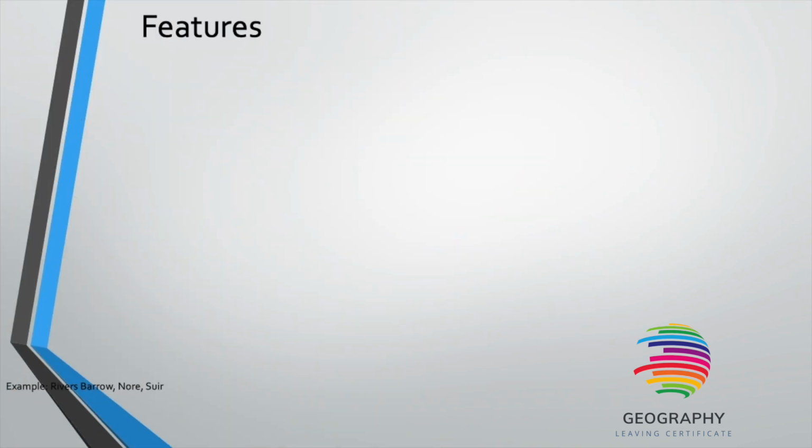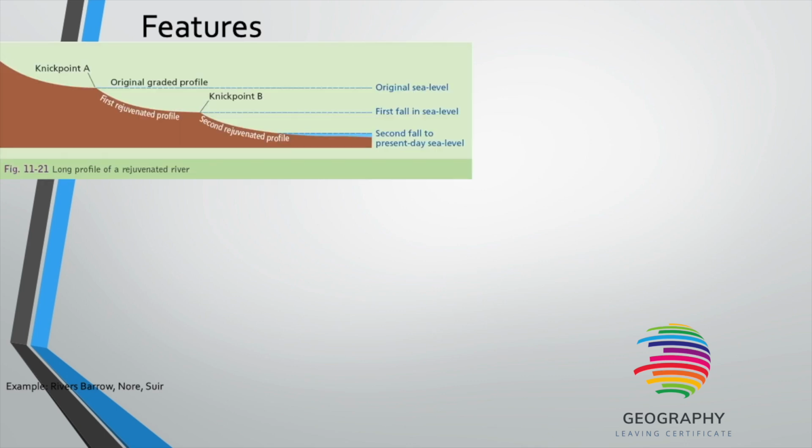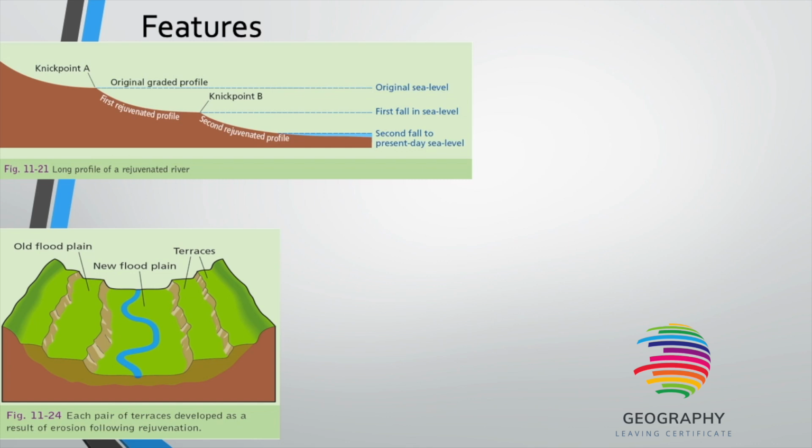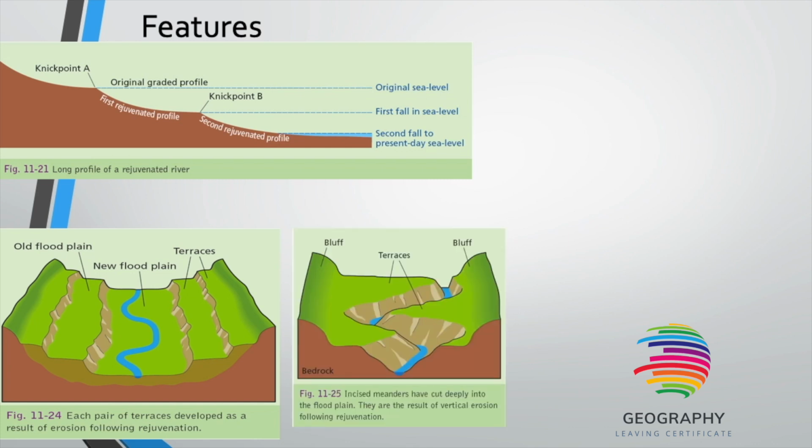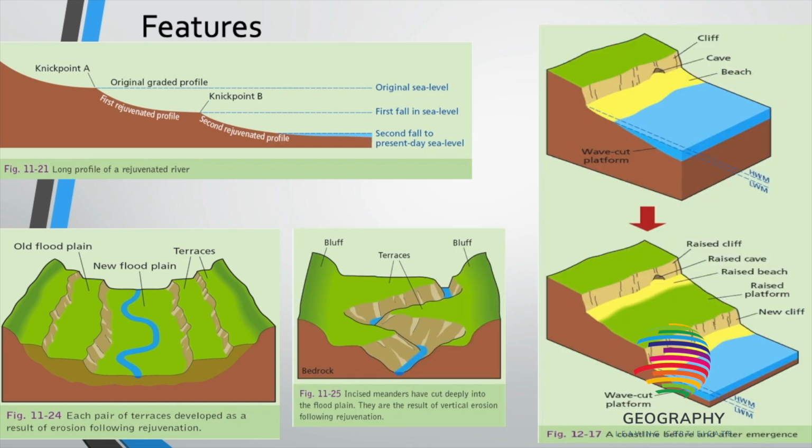The features, which is what we want to look at in terms of geography and answering questions on this, we need to see what isostatic movement does to the Earth's crust. And we call this fluvial adjustment. We look at features like nick points, paired terraces, incised or entrenched meanders. And then if we look at the coastal features, you're looking at things like raised cliffs, raised caves, and raised beaches.